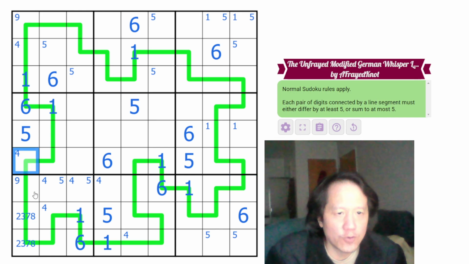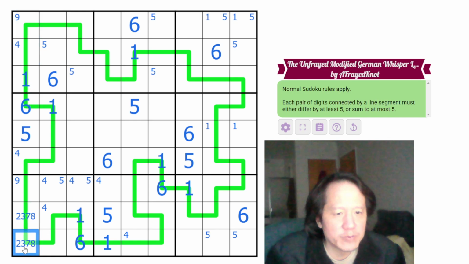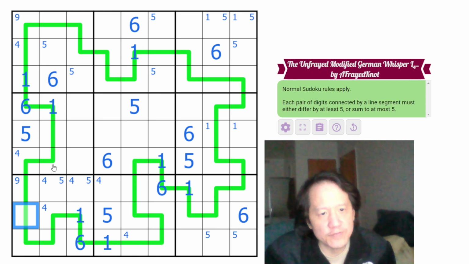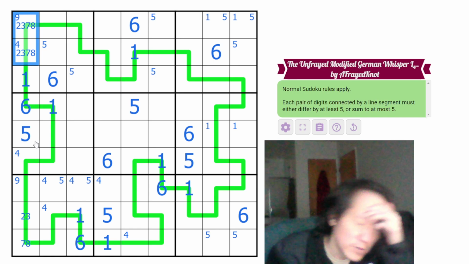If this were 4 and 9, this would have to be 2 or 3. And if this were 2 or 3, that would force this to be 7, 8, and 7, 8 next to each other, which is not allowed because they don't sum to at most 5 and they don't differ by 5. So this would have to be 2, 3, and that would be 7 or 8 if that's the case. Right? So if this is 4 and 9, this has to be 2, 3. We'd have 7 or 8. And this could be 2, 3, 7, or 8 in either order.